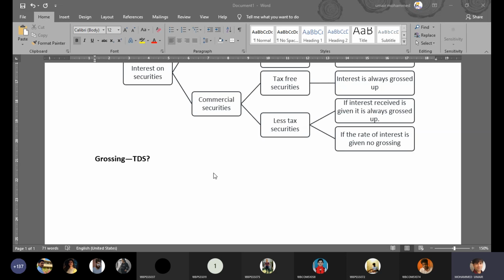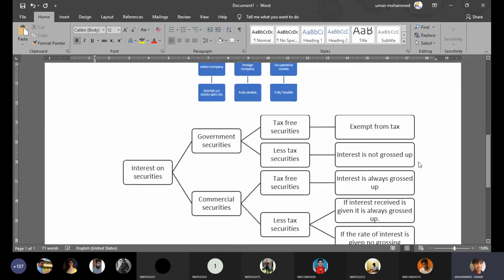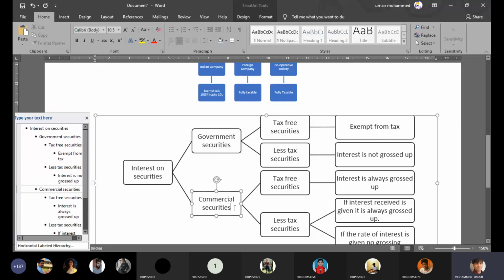Now, moving on. Commercial securities. Commercial securities, as I mentioned, are those securities which are issued by companies. So it can be a government company, it can be a private company, it can be a public company, it can be a statutory company, it can be a foreign company, it can be a domestic company. In addition to companies, local authority is also included under commercial securities.